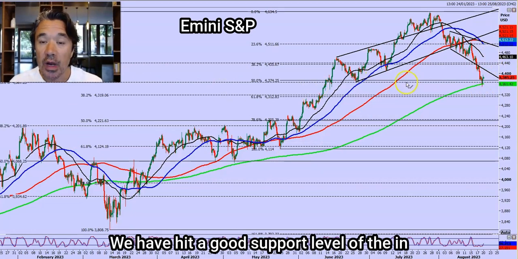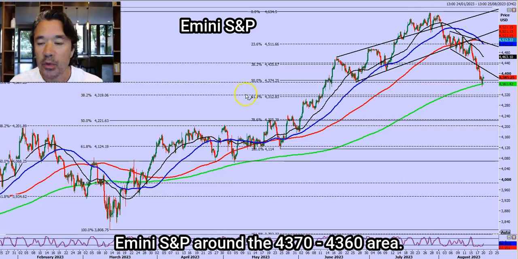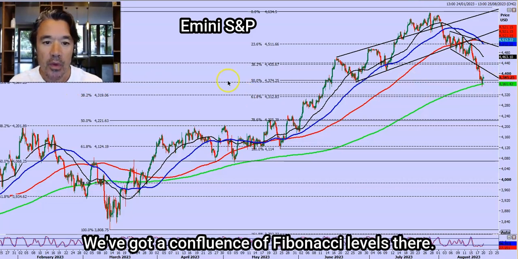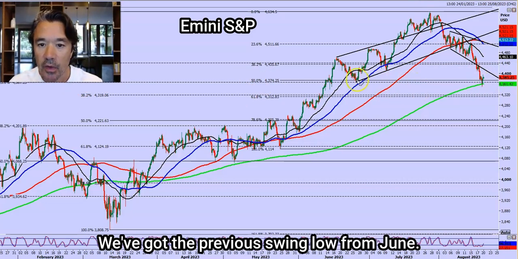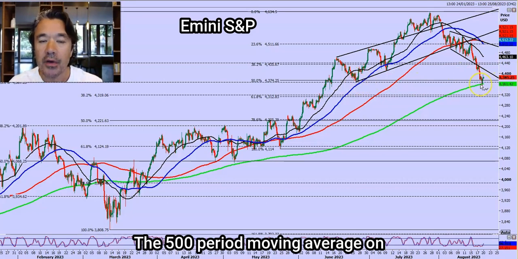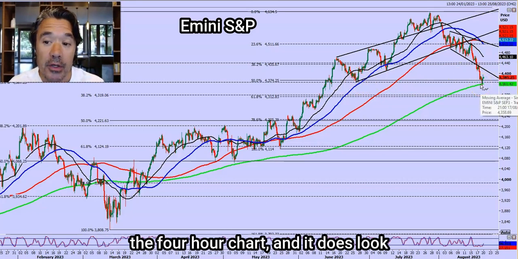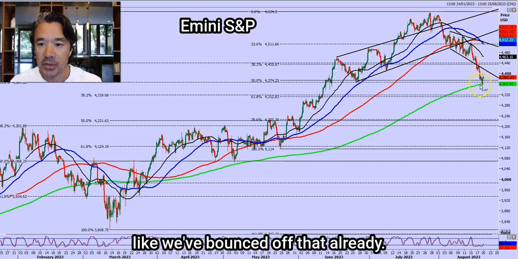We have hit a good support level on the E-mini S&P around the 43.70, 43.60 area. We've got a confluence of Fibonacci levels there. We've got the previous swing low from June, the 500 period moving average on the 4-hour chart. And it does look like we've bounced off that already.